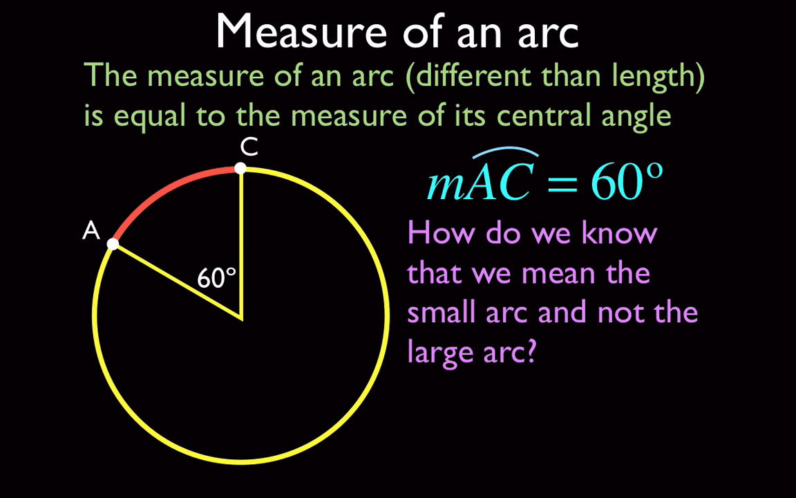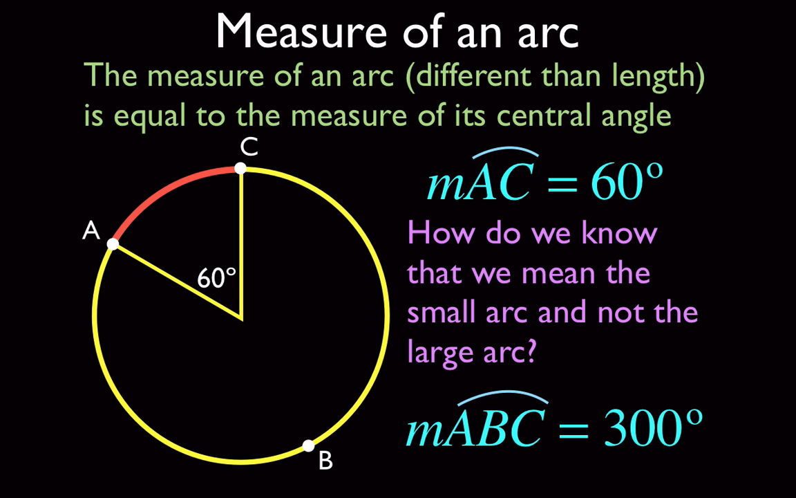When I say AC, how do I know that I mean that arc and not the giant arc that goes around the other side of the circle? So obviously there has to be some way to do it. The way we do it is we go ahead and throw a third letter on the circle. Now, if I want to talk about the large arc, which has to be 300 because the full circle is 360, then I would use something such as ABC, or I could also use CBA.